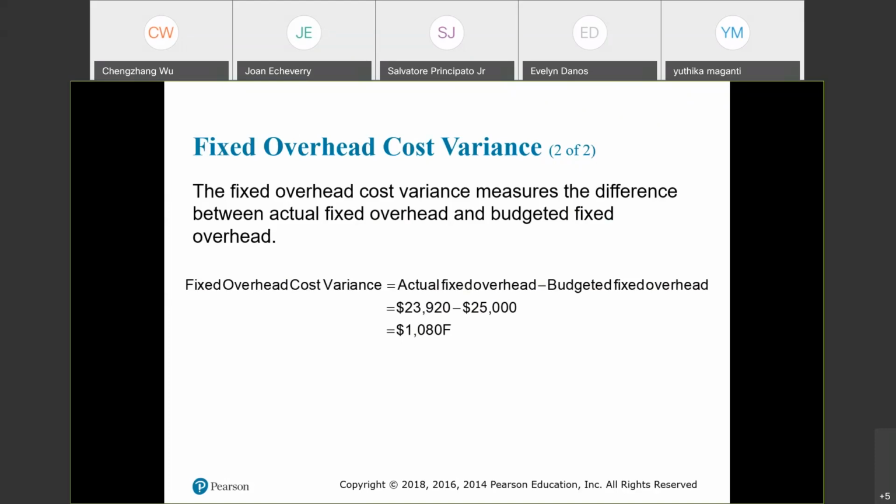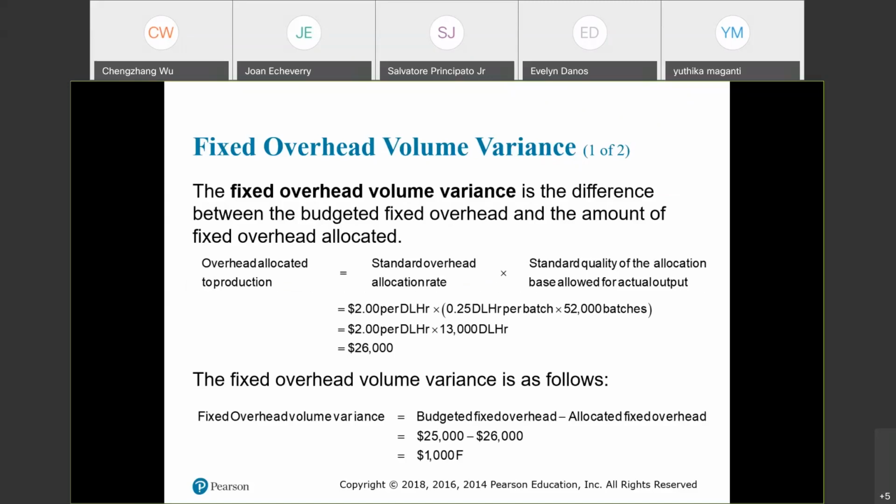But the next step is different. Analyze the non-cost part. The second step is to look at the efficiency variance. But here, remember, total fixed overhead does not change as the volume changes. So here we look at the volume variance, the fixed overhead volume variance.